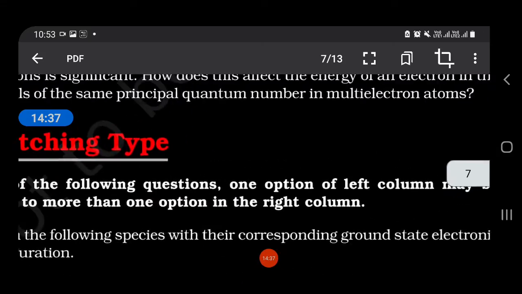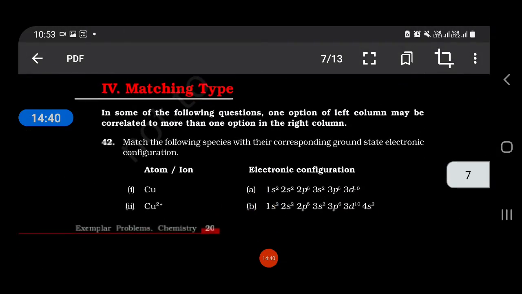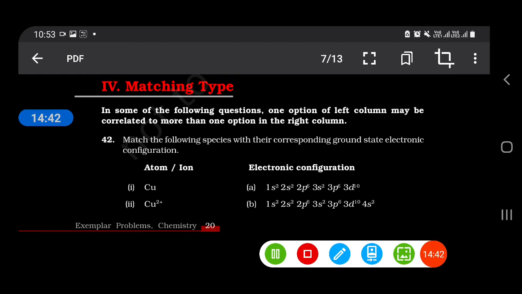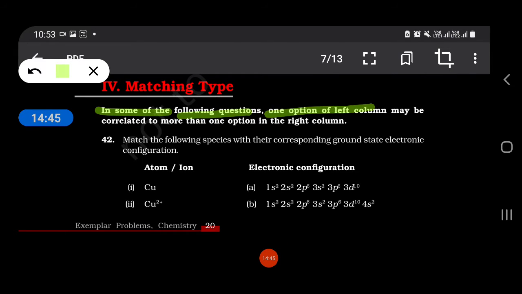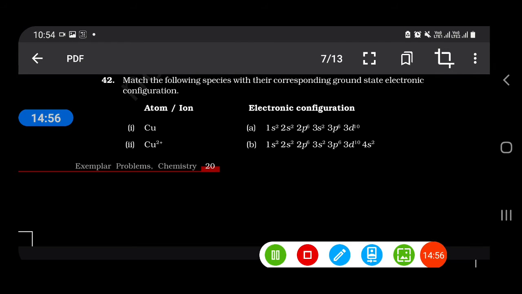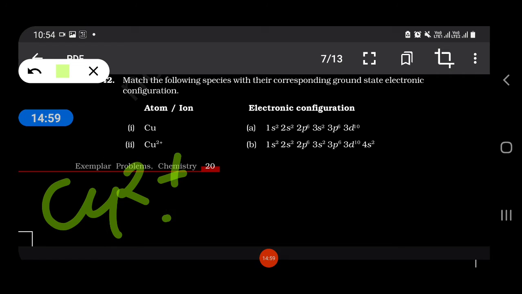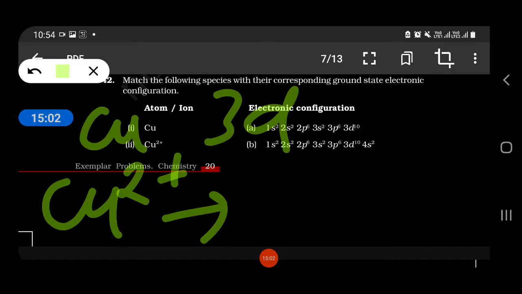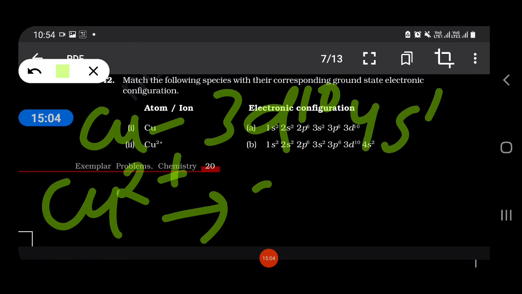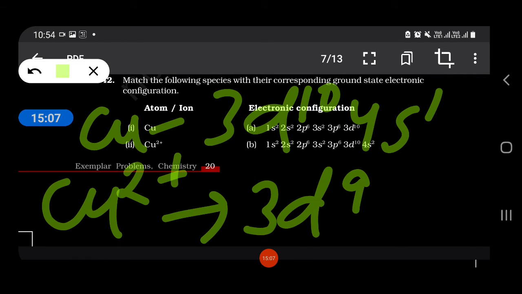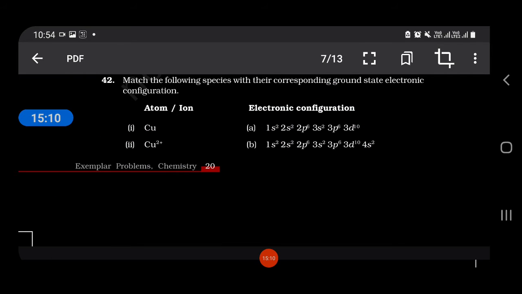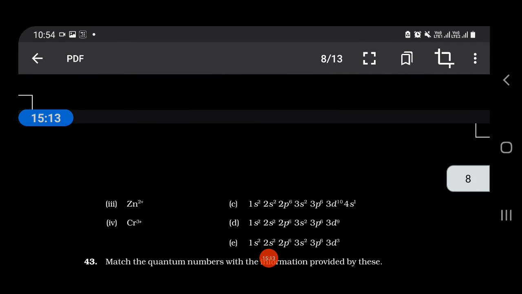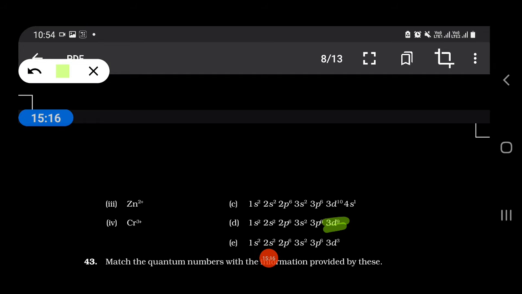So then come our match type questions. In some of the following questions, one option of the left column may be correlated to more than one option in the right column. So what will happen with Cu2+ is that, since Cu is 3d10 4s1, it will be 3d9 and 4s0. So which one is the answer for our second option? You can see here 3d9.